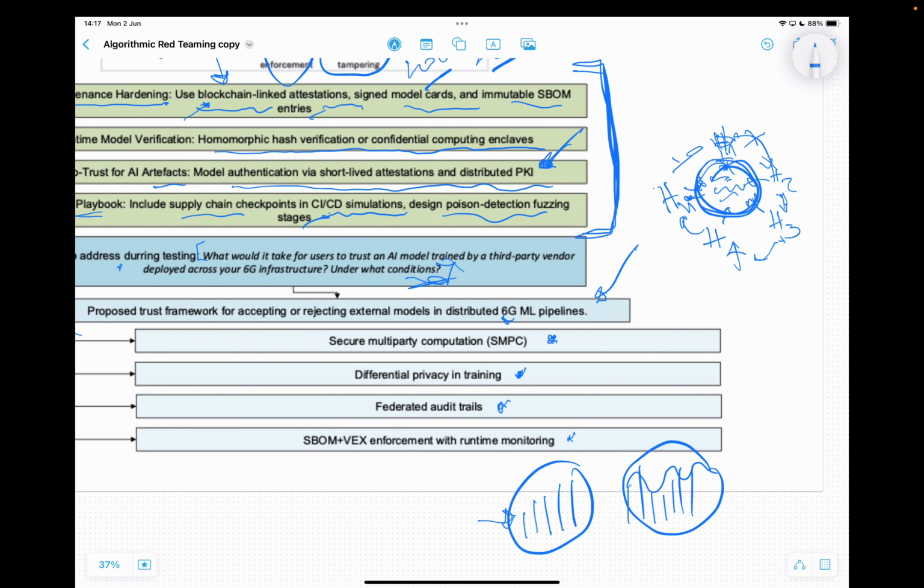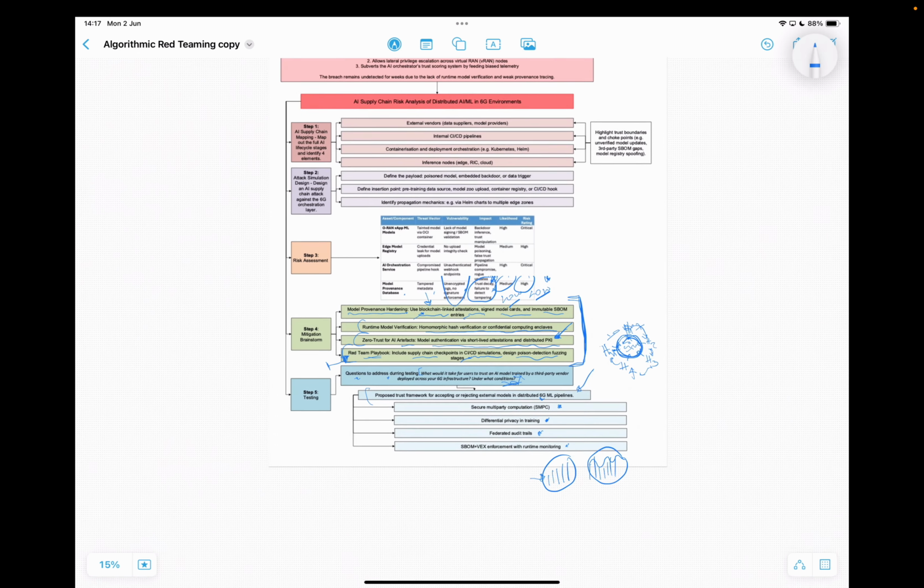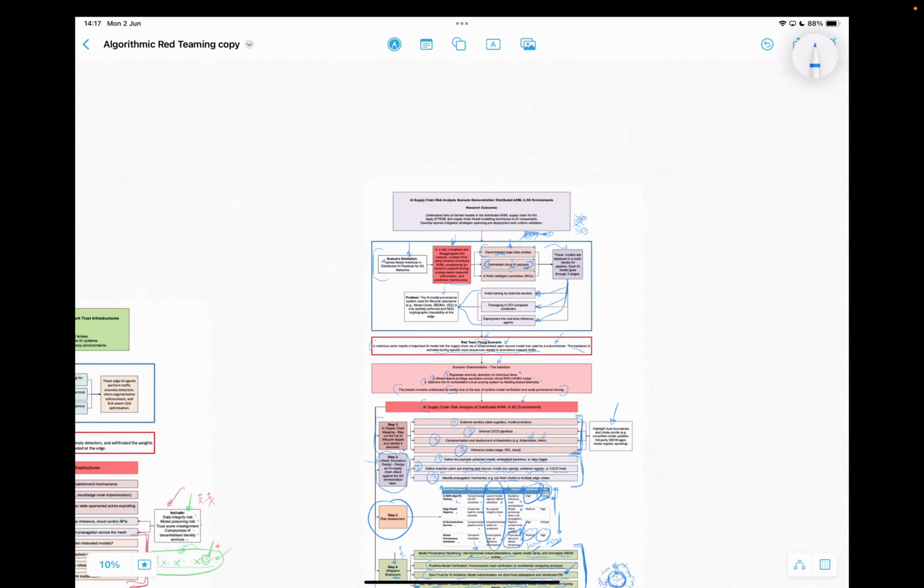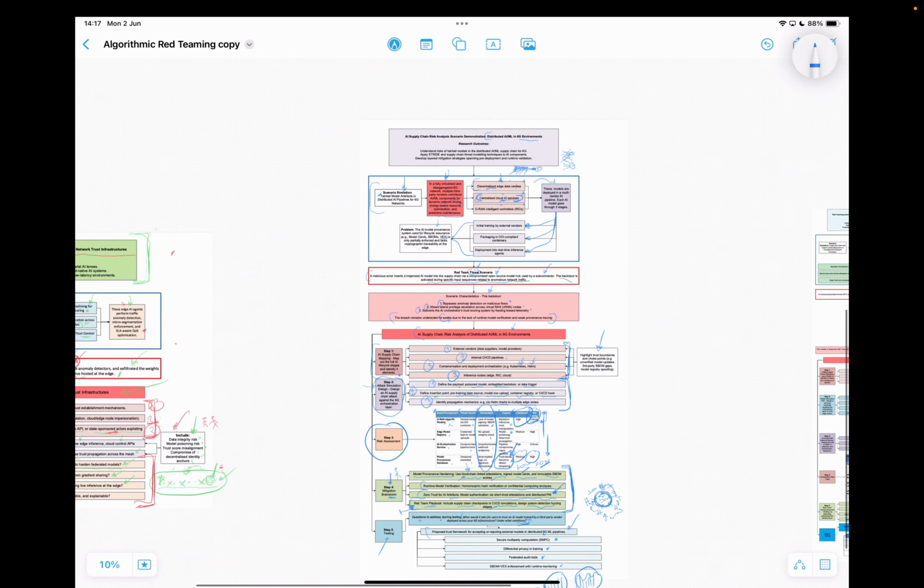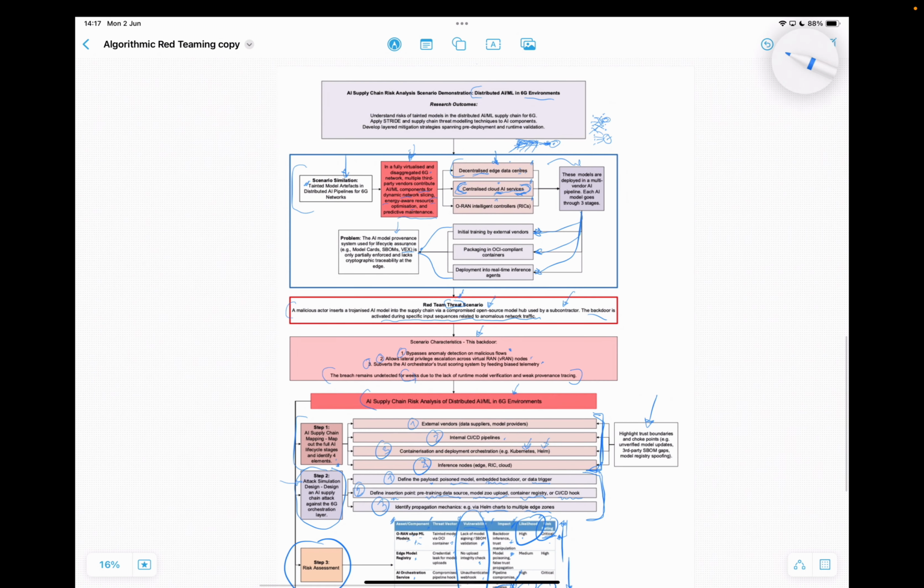with runtime monitoring. Now, that concludes the scenario, but now let's have a brief overview of the scenario before we move on to the final scenario.